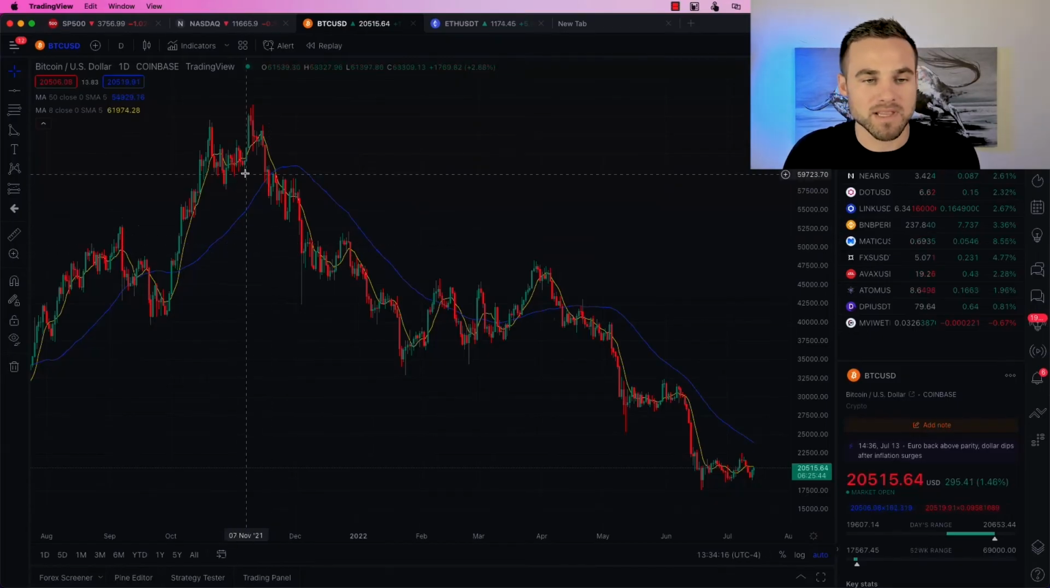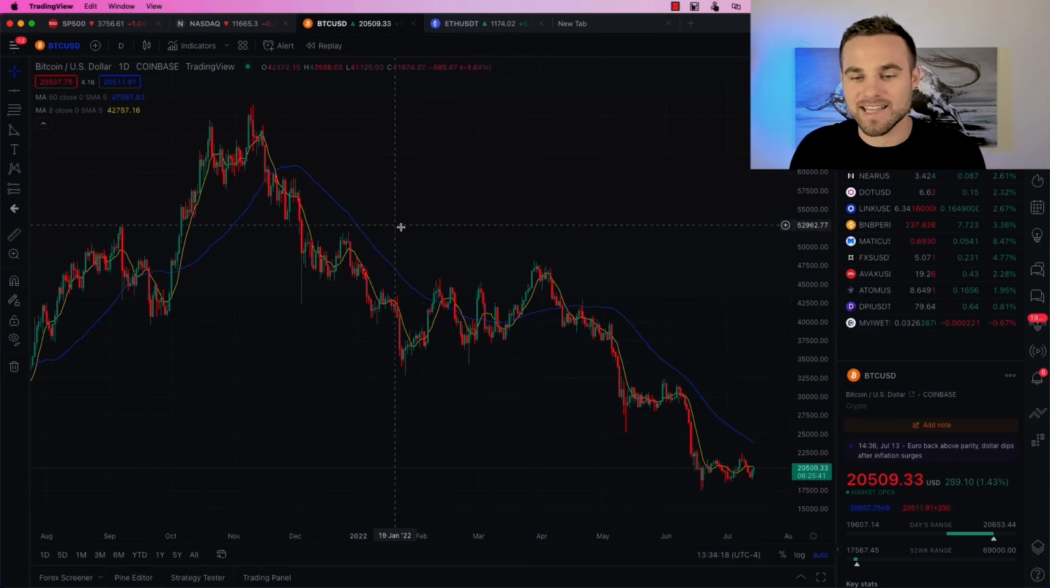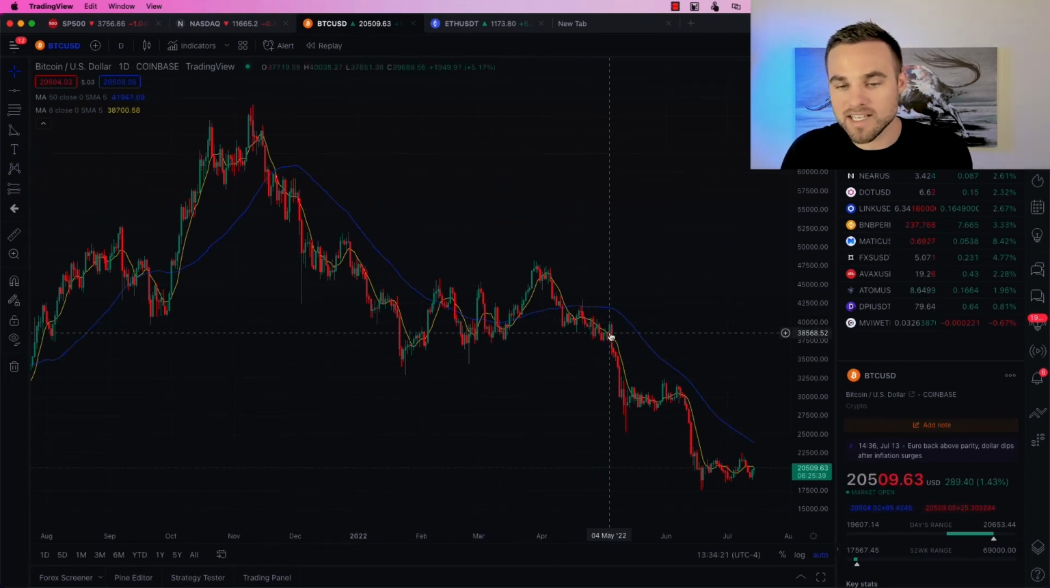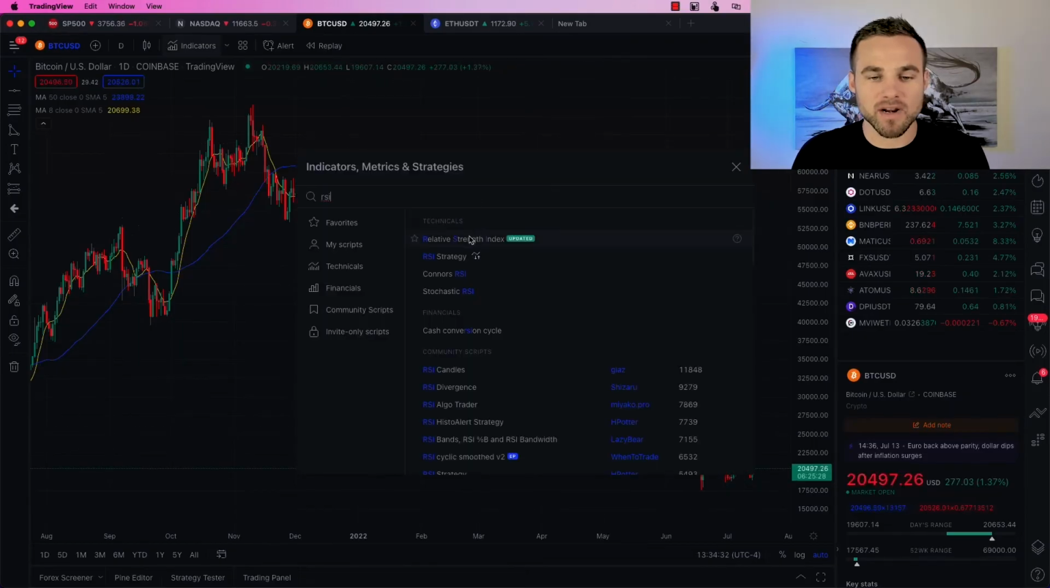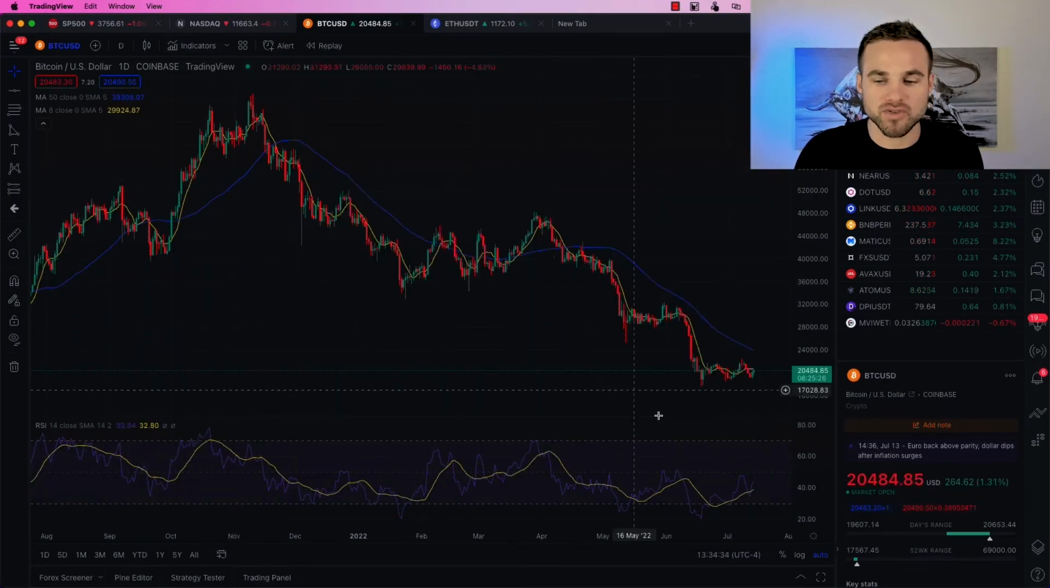A lot of people will also use these moving averages as trend lines, so as price gets close to the line, you could take a sell, right? The next indicator that we're going to look at is called the relative strength indicator.